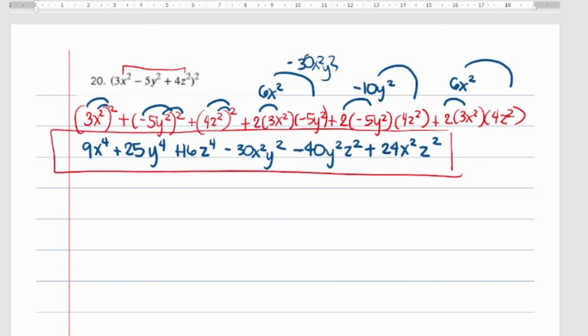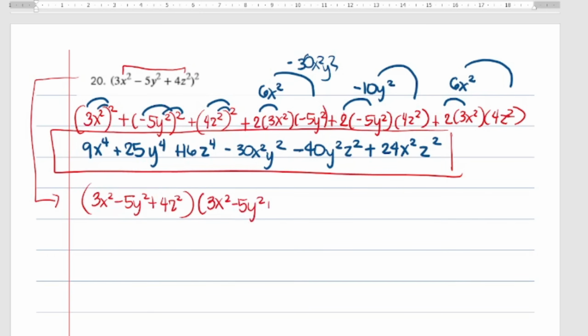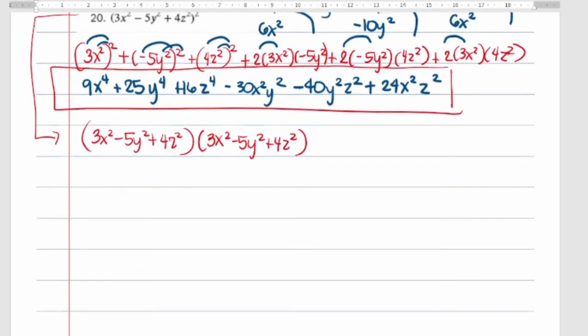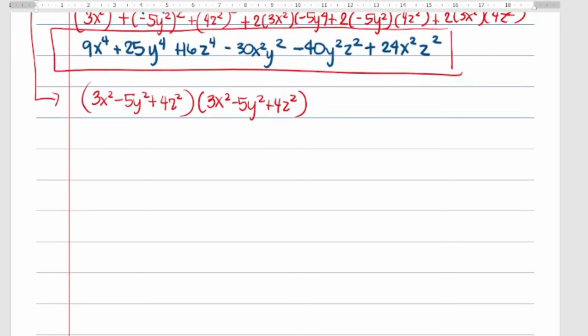Ta-da! Okay. So I think we're now ready to do number 11. By the way, what if you don't like to memorize? You could still use the box method. We can still expand this as 3x squared minus 5y squared plus 4z squared times 3x squared minus 5y squared plus 4z squared. So it can also be expanded. So if ever you don't want to remember or memorize the pattern, just expand it as it is.